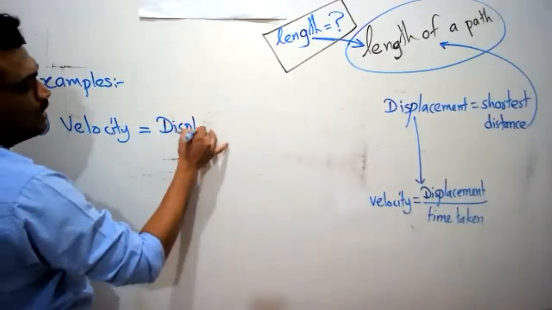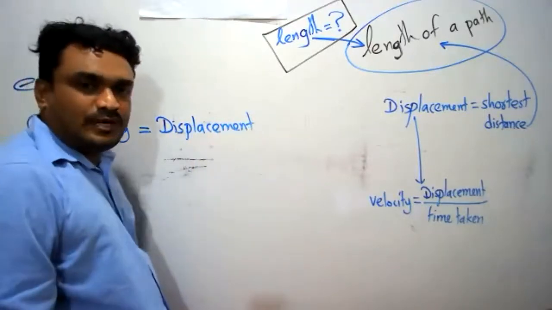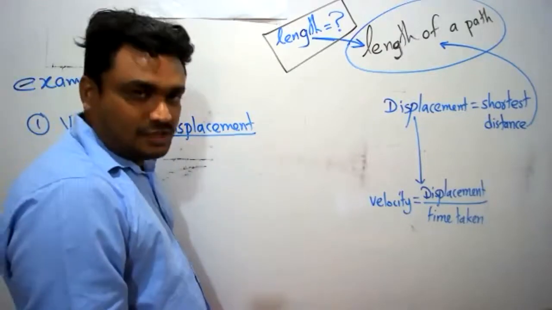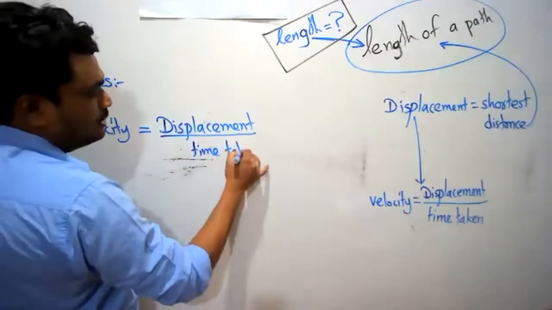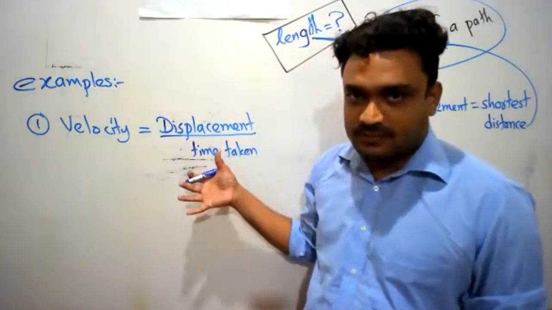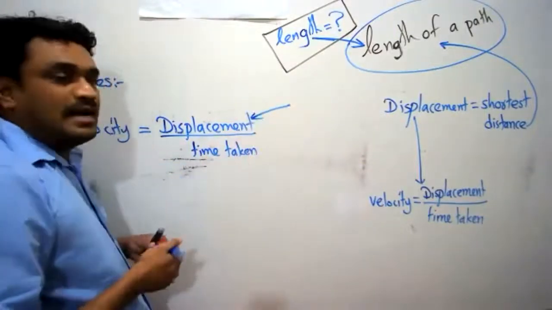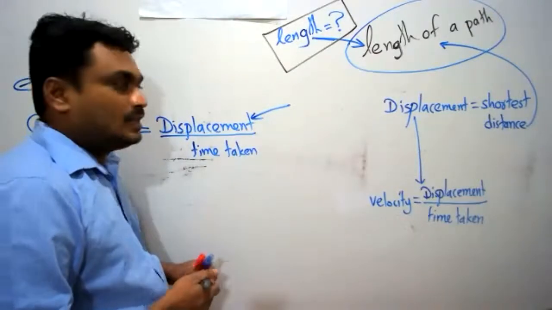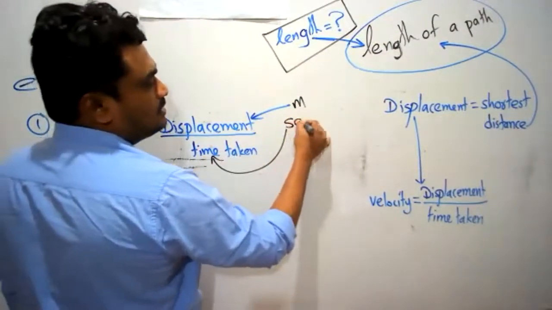So once you write an equation for a given physical quantity, that equation itself is said to be a definition. So velocity equals displacement divided by time taken. What is the unit of displacement here? Meter. Unit of time? Seconds.